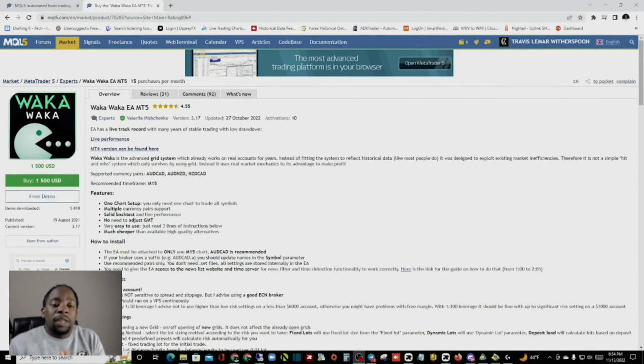So here are my overall thoughts on the Waka Waka system. One, it is very intuitive. I think it has a very good presentation when you click onto the system and see all of the features on the top left hand side. From an overall trading perspective, if you are a trend trader or a scalper who likes to get in and out of the market, this is something that can really work for you.